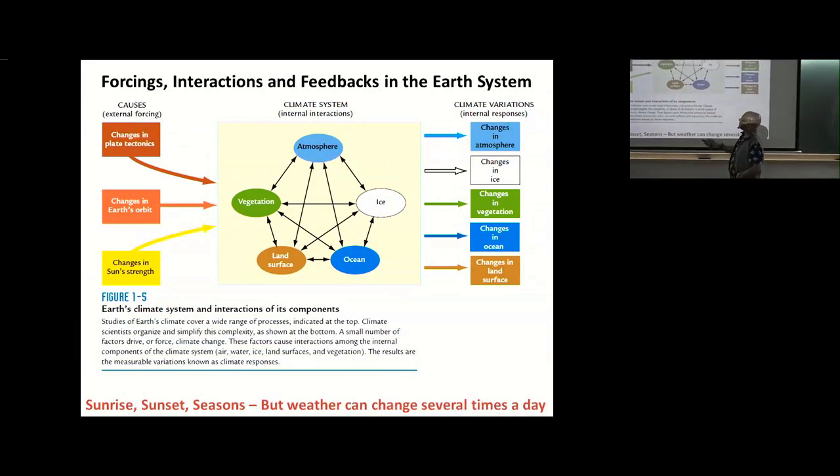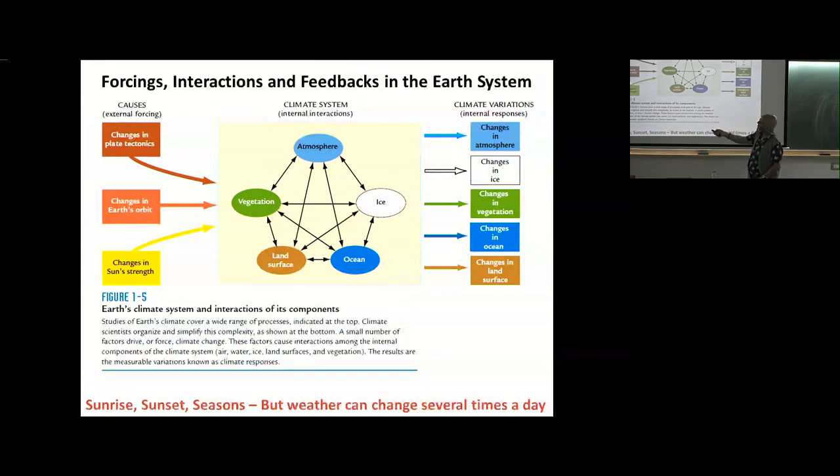Okay, so we have here on one side what are called causes or external forcing. Anything that is affecting the radiative balance, like humans with their fossil fuel burning, or the volcano that affects the energy balance, what is called radiative forcing, we call them external forcing. So you have changes in plate tectonics. So if you took away the Himalayas, for example, you would change the circulation, you would do many things.